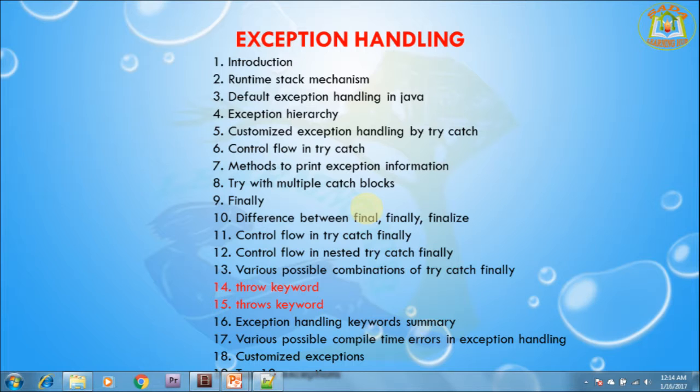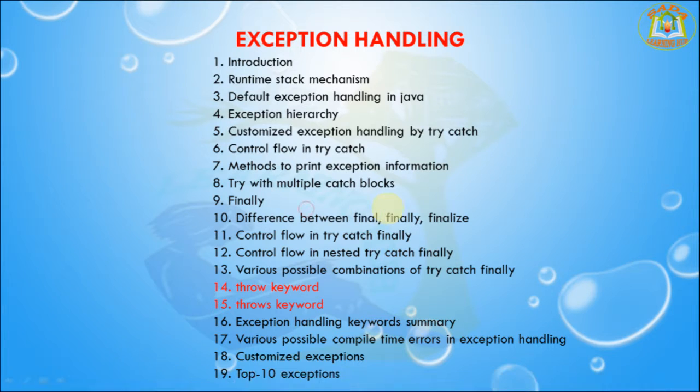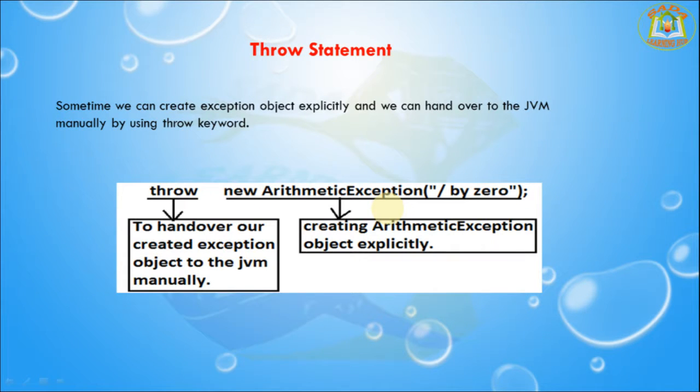Today's session, we are going to learn throw and throws keywords in exception handling. Throw statement: sometimes we can create an exception object explicitly and hand it over to the JVM manually by using the throw keyword. For example, throw new ArithmeticException("/ by zero"). Here, throw means to hand over our created exception object to the JVM manually. New ArithmeticException("/ by zero") is creating an arithmetic exception object explicitly.